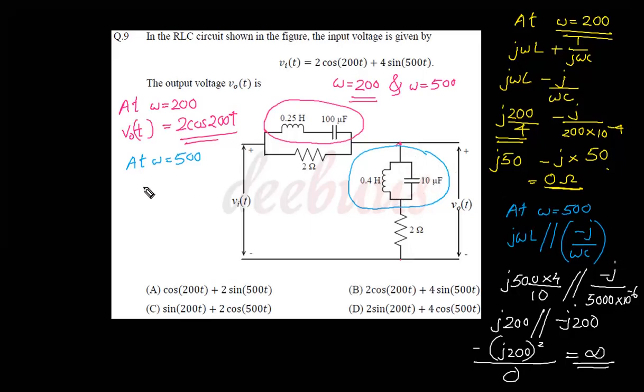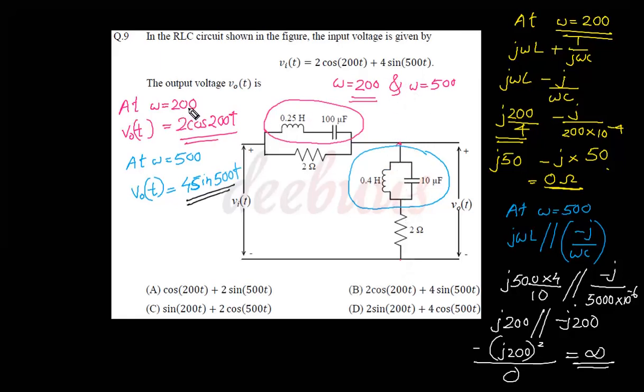So at omega equal to 500, the output voltage is 4 sin 500t, as all the voltage will drop across the highest impedance. Here it is open circuited, so the complete signal will fall across these two points.